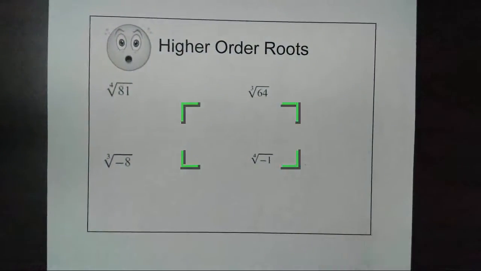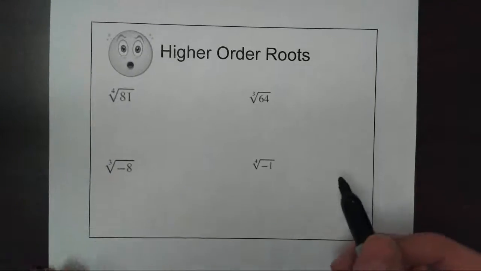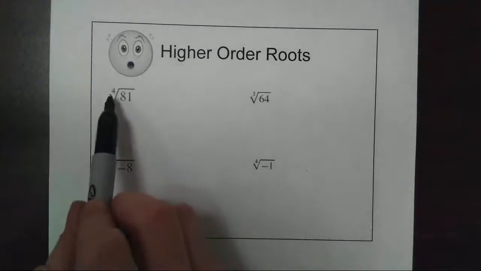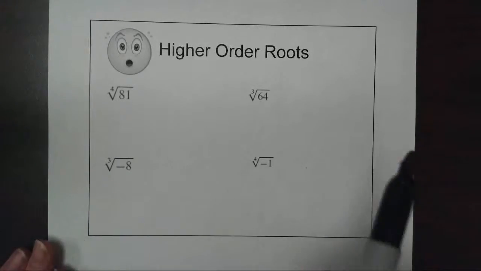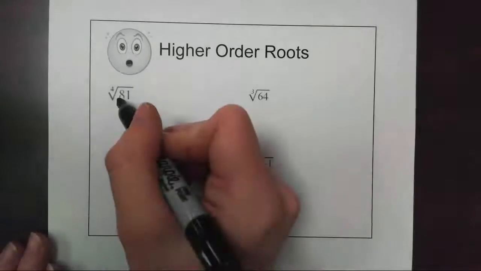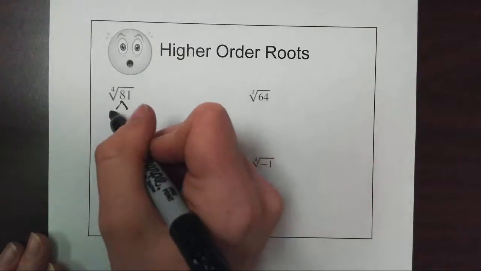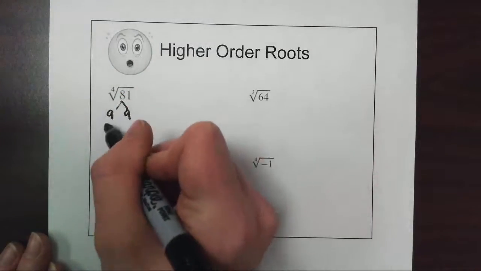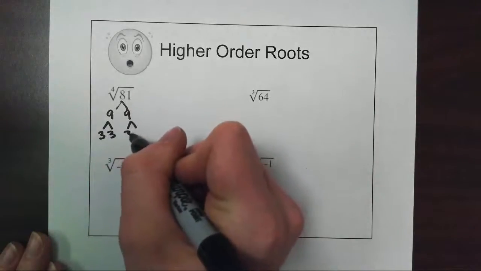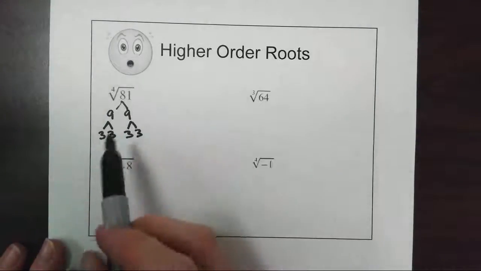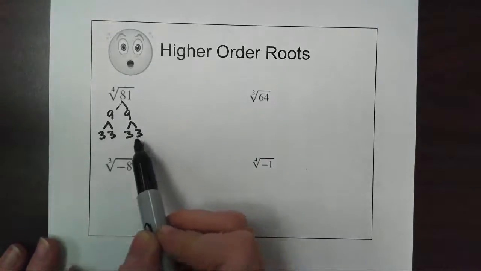So now we're going to practice finding some higher order roots. And again, these are examples that need to be in your notebook. Now our first one here is the 4th root of 81. So I want to figure out what number I can take to the 4th power to get 81. And to do that, I'm going to factor 81. So I know 81 is 9 times 9. And 9 factors into 3 and 3, and 3 and 3 over here. So I've got 3 times 3 times 3 times 3.